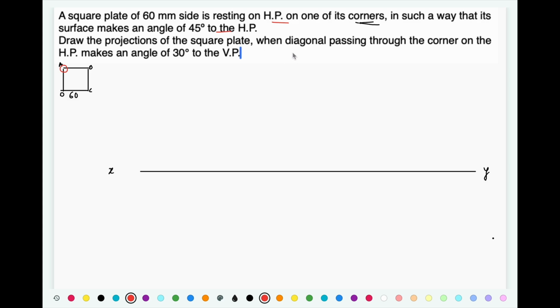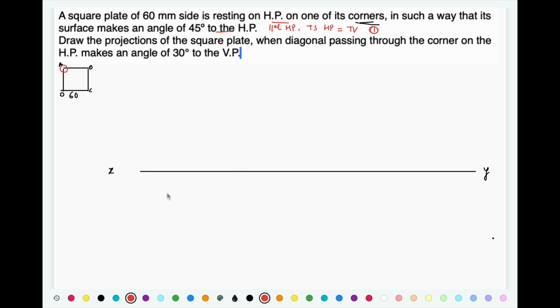Draw the projections of the square plate when the diagonal passing through that corner on HP makes 30 degree with VP. Okay. So the object is resting in HP, surface is inclined to HP. So for drawing the basic view, we need to make it parallel to HP. So true shape is going to be visible in HP, that is nothing but in top view. So the first step of the solution is going to be the top view.